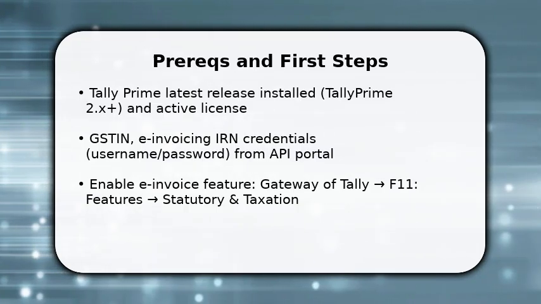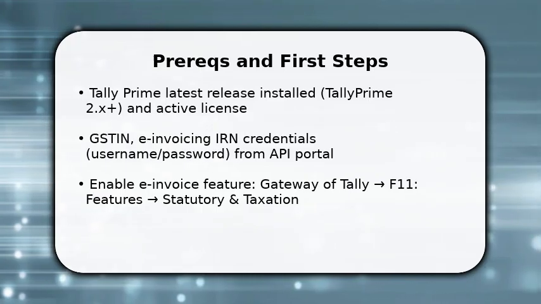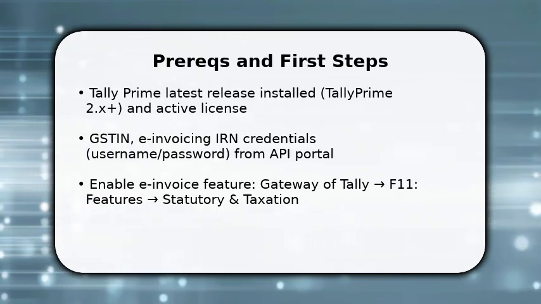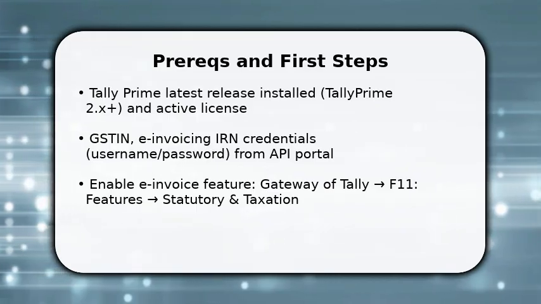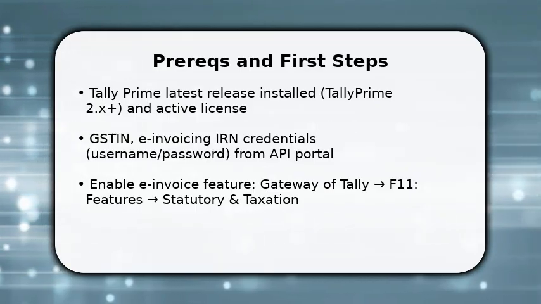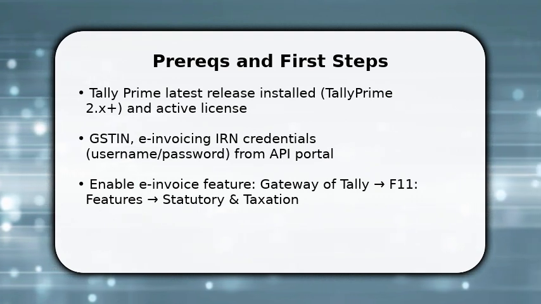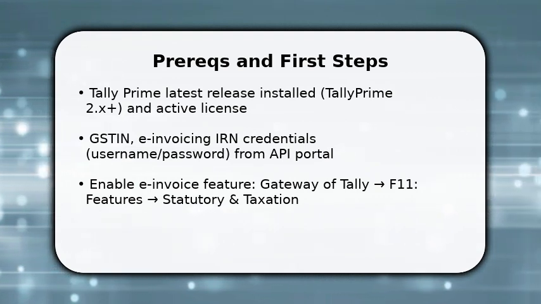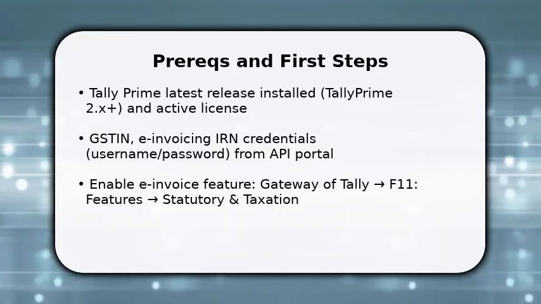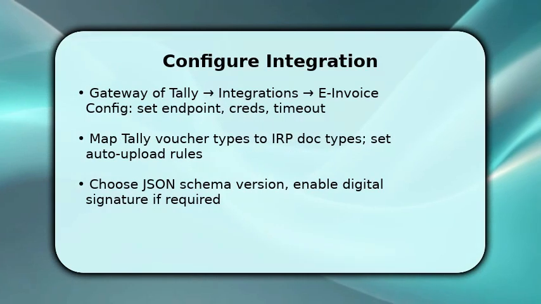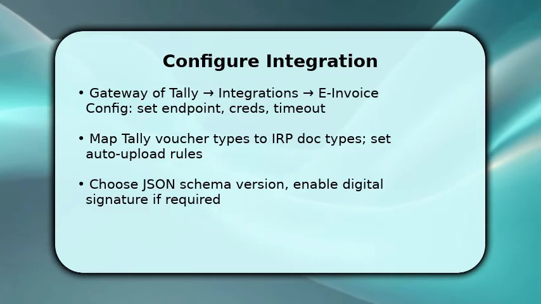Next, navigate to the company info and configure your GST details exactly as on the IRP portal, because mismatches cause rejections. Make sure the username and password for the e-invoice API are entered into the integration settings before proceeding to invoice mapping. Once the e-invoice toggle is active, go to Integrations and open e-invoice config.